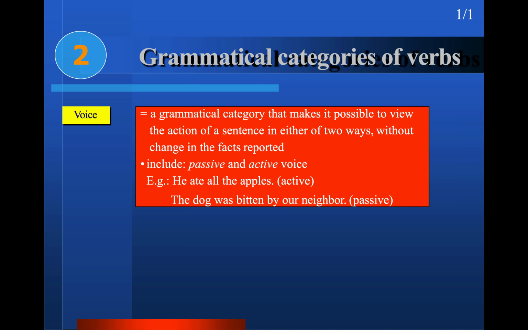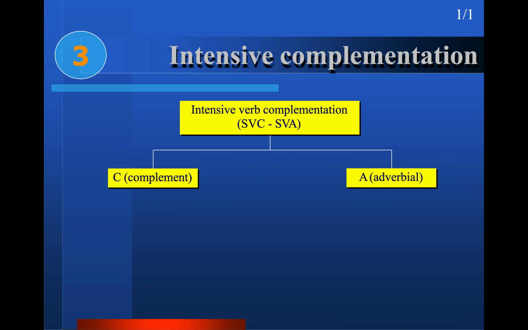For example, "he ate all the apples." "All the apples" is the object. So we can passivize this sentence. It's active. "The dog was bitten by our neighbor." This is passivized. Originally, our neighbor bit the dog. So the dog was bitten by our neighbor. This is passivized.